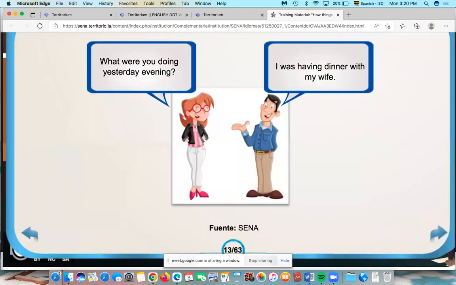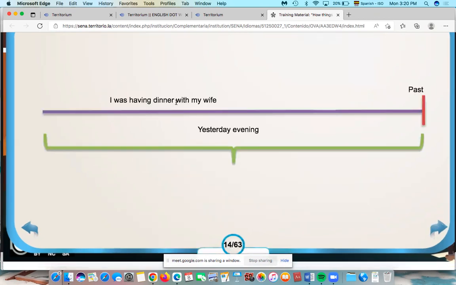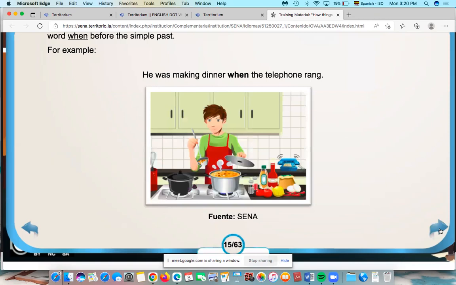So for example, here in this one, the question is different. What were you doing yesterday evening? I was having dinner with my wife, right? If you look at the example, yesterday evening, it's a particular moment, and this was an action that happened during that time in progress. Something that involves some progress also could be cooking, but usually you use these when you want to describe. It's used a lot for descriptions of a specific moment.